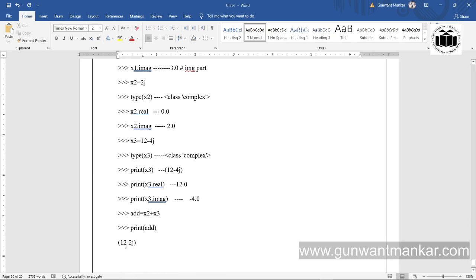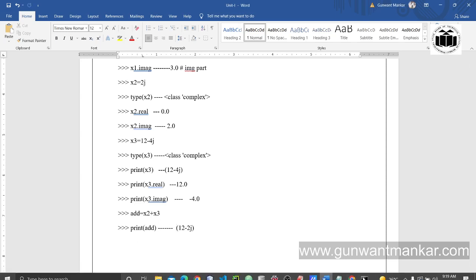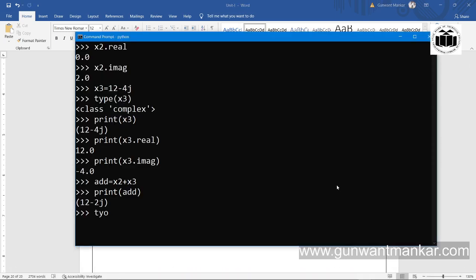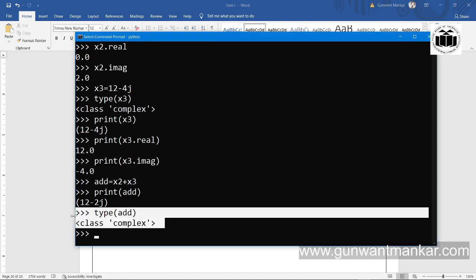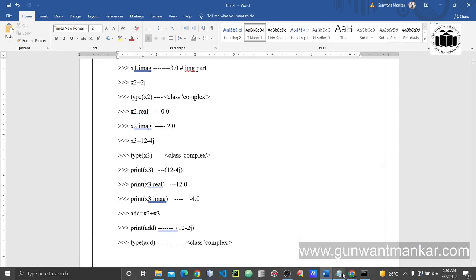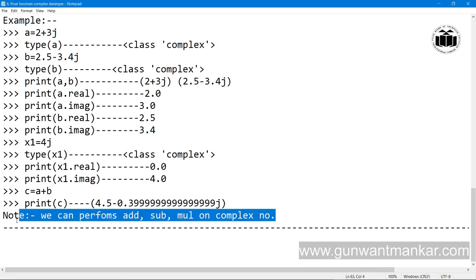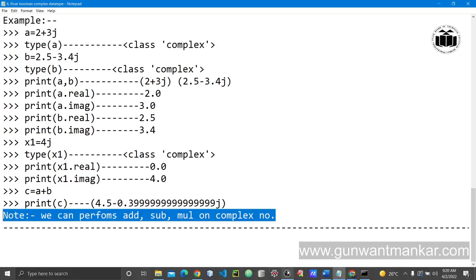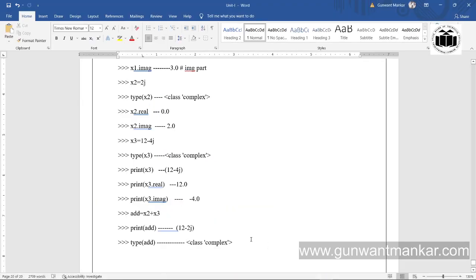Okay, we can do addition and subtraction of imaginary numbers. If you want to print the type of add, it is a complex number. So we can perform any operations on complex numbers. So note, we can perform addition, subtraction, and multiplication on complex numbers.